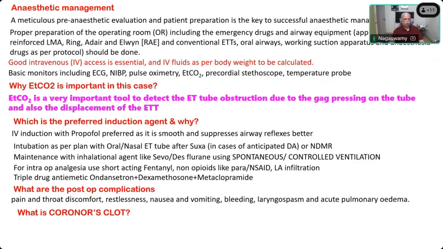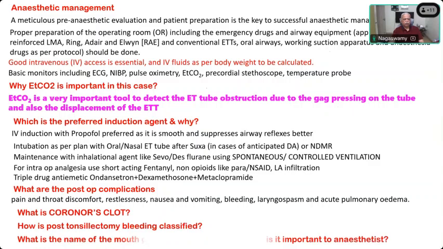So it is called coroner's clot, and it is nothing but a clot formed by the bleeding from the adenoid area. So how is post-operative bleeding classified? Because we have said primary, secondary, and tertiary. The name of the mouth gag used in this surgery and what is its importance to the anesthetist?